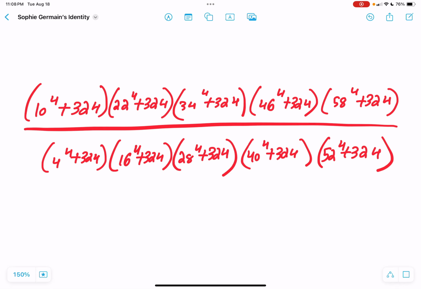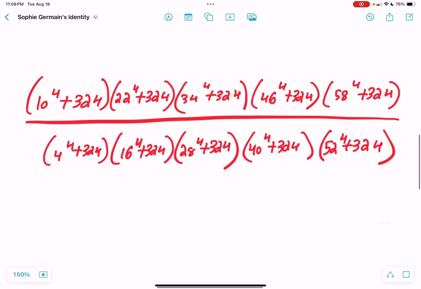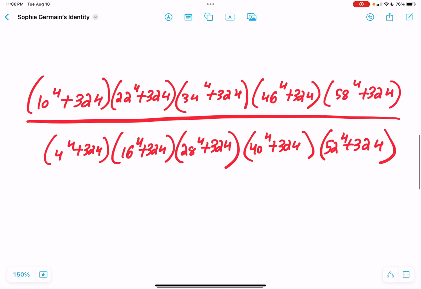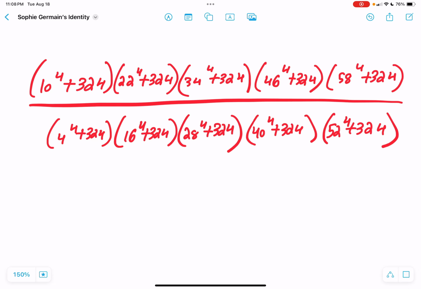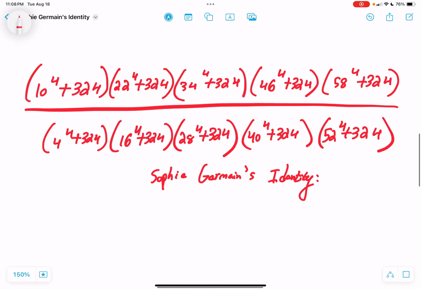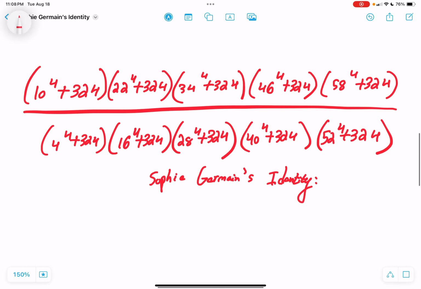Wow. So yeah, when I first saw this, it was quite daunting, but there's actually this cool identity, and it's referred to and known as Sophie Germain's identity. And this is a very well-known identity. Not a lot of people study this. And it's just a very cool factoring trick.